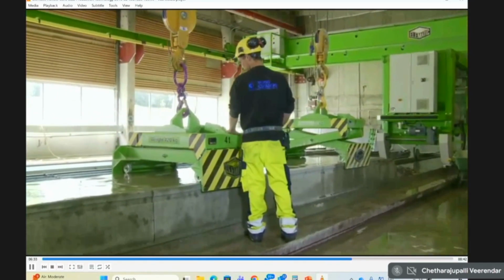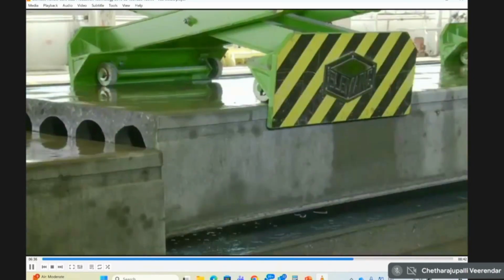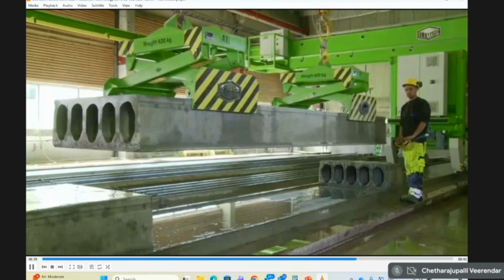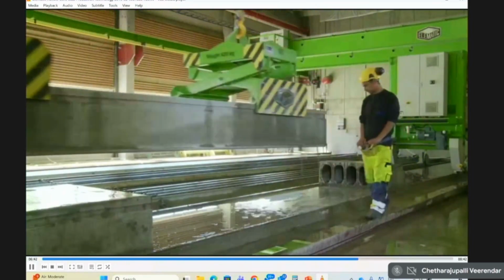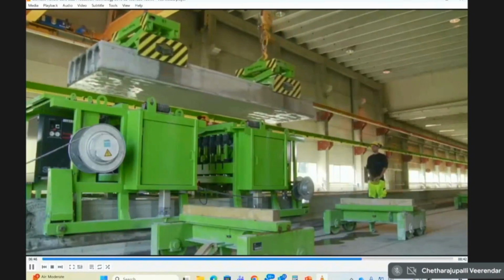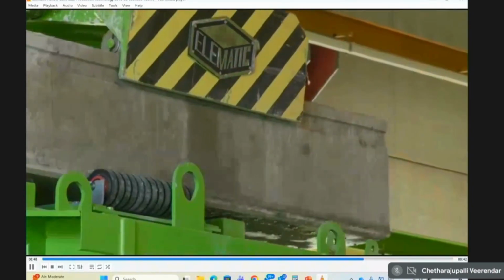Now you can see the finished slab is ready, being lifted out of the bed as it is cured and ready to go. Now this is a one-day operation. This slab is a one-day operation in the factory. After that, it goes out into the stockyard.